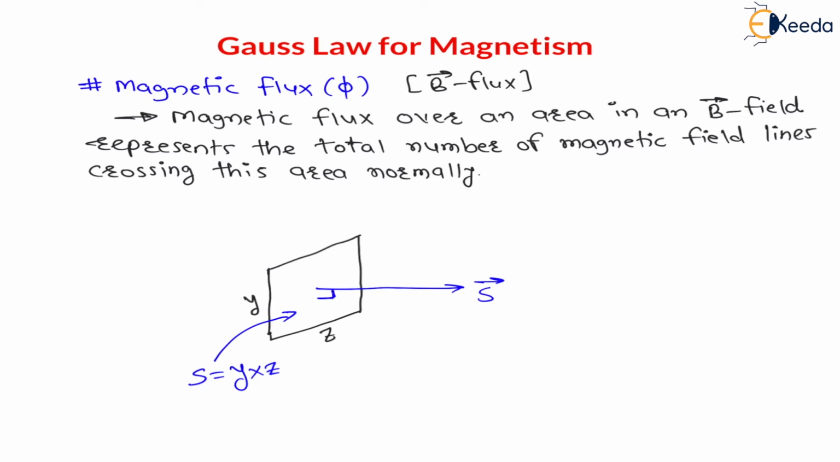And let us say through this area the magnetic flux is passing, or the magnetic field is passing. Let us say the magnetic field lines are like this. I will consider magnetic field lines are like this. Let us say this is a B field. This is a magnetic field which is called B field, right?